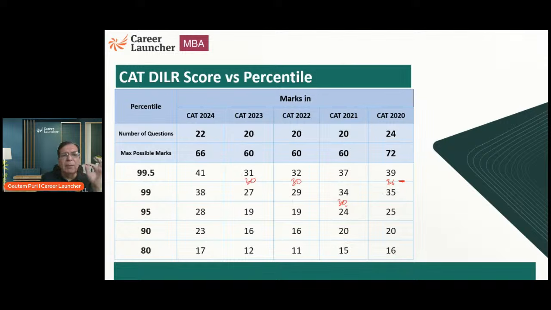In CAT 21, 30 marks would have been about 97.5 percentile, or maybe up to 98 percentile. In CAT 22, 30 marks would have been 99 plus. In CAT 23, 30 marks would have been somewhere around 99.3, 99.4 plus percentile. And if you look at CAT 24, a 22-question paper with 66 marks, 33 marks would be here. Again, something around 97, 97.5 percentile.